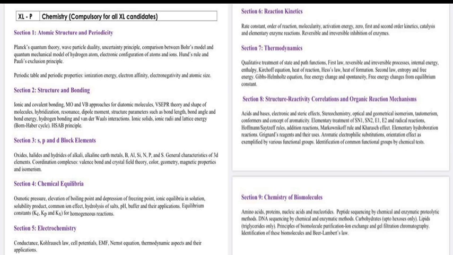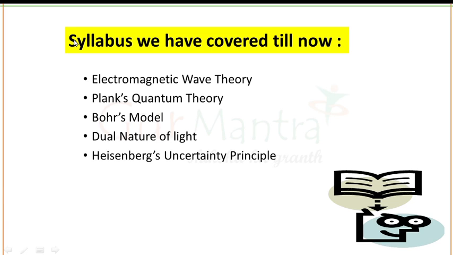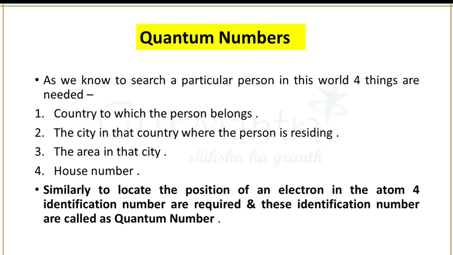This is your chemistry syllabus for GATE 2021. We have started section 1 named Atomic Structure. In the previous lectures, we have completed these topics, and in this lecture, I am going to explain you about the quantum numbers. To understand what quantum numbers are, let's take an example.